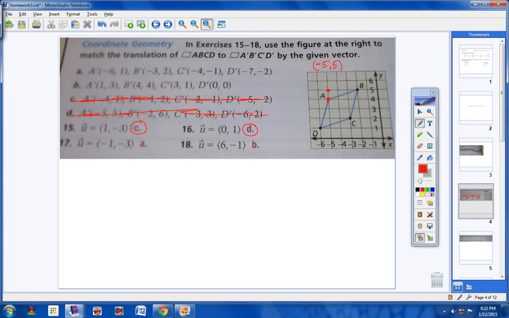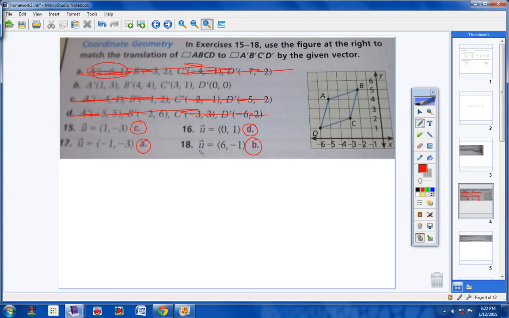Okay, number 17. We're going to take point A right here. And for number 17, we're going to move it negative 1 and then negative 3. So A will fall right here, and that ordered pair is negative 6, 1. So we look over here for a point A that's negative 6, 1. Here it is right here. So the answer is A. So obviously the last answer then would have to be the letter B. But we'll go ahead and check it and make sure real quick.